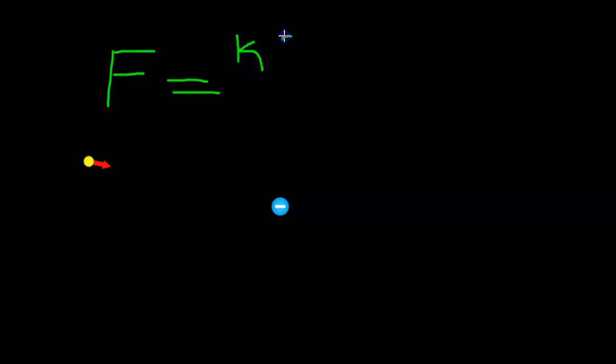But the field strength has nothing to do with what charge is at a given location. It's the ratio of the force that this sensor experiences to the charge of that sensor. So since the charge is in there, in the calculation of force, we say that the force is equal to K times Q1 times Q2 divided by R squared.